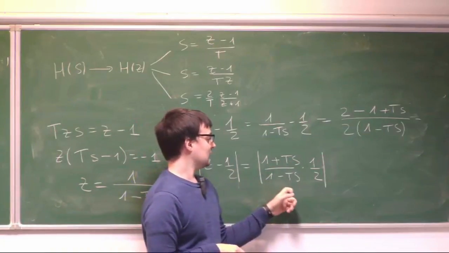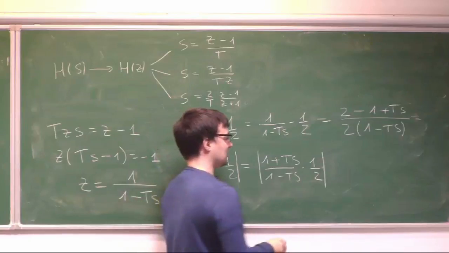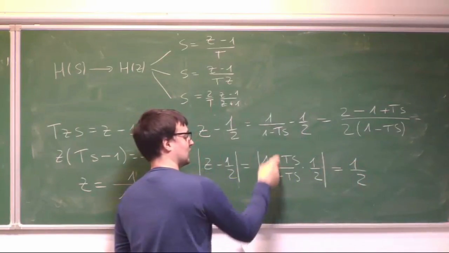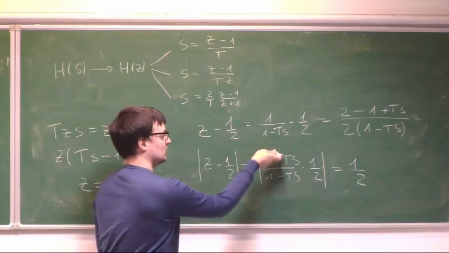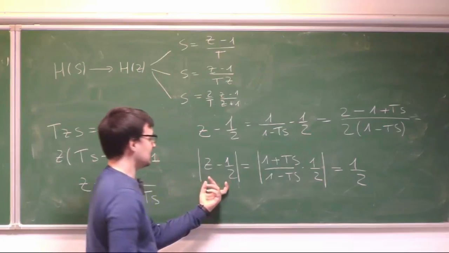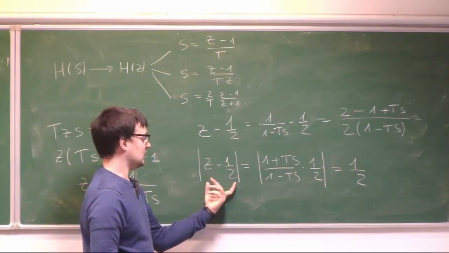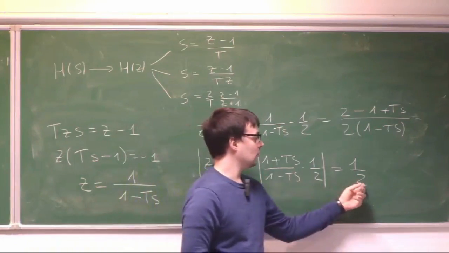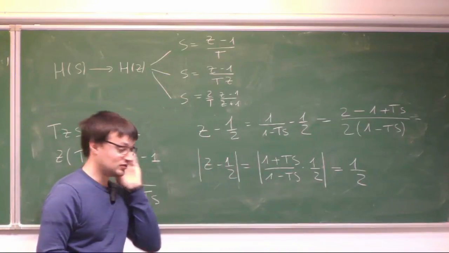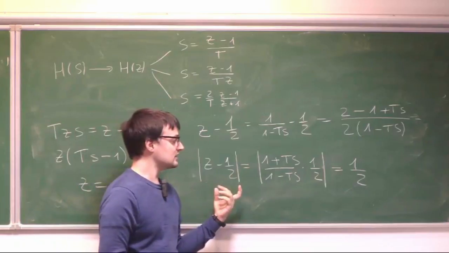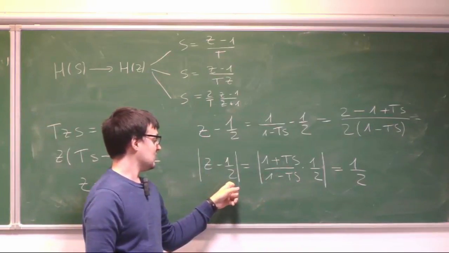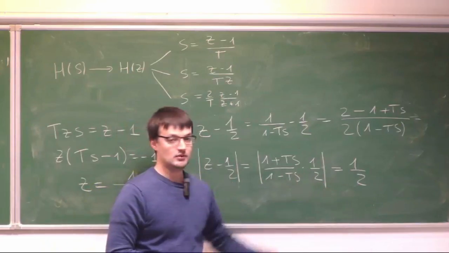So this means that if s is equal to j omega, this absolute value is actually equal to 1 over 2, okay? Because the absolute value of this will be 1. So we have this equation over here, that z minus 1 half in absolute value is equal to 1 half. And the geometric interpretation of this is basically a circle of center in 1 half and radius equal to 1 half.